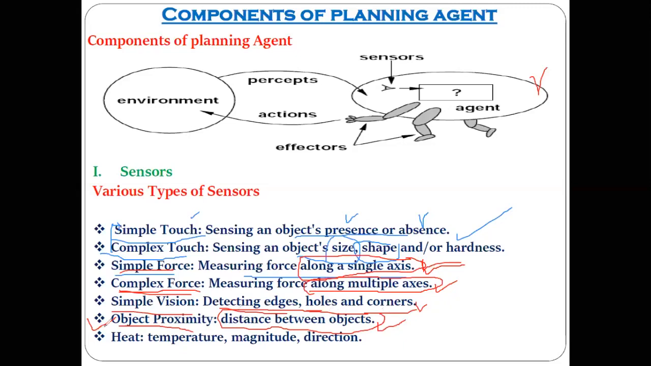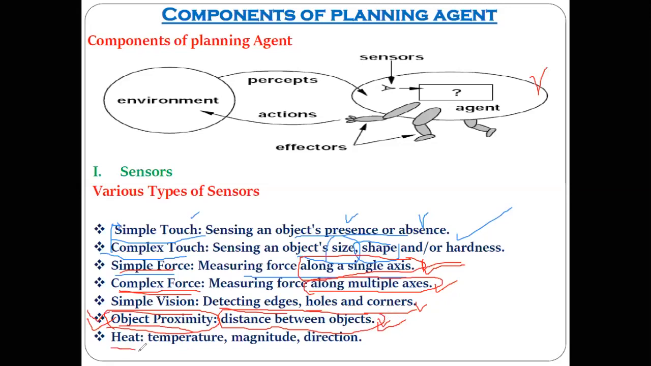So whether there is a need of the object proximity sensor in that car? Yes or no? Yes, sir. Because this sensor gives the idea about what is the distance between the objects. Okay, so this is the most important in the self-driving cars or the driverless car.